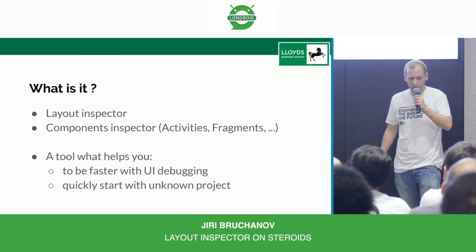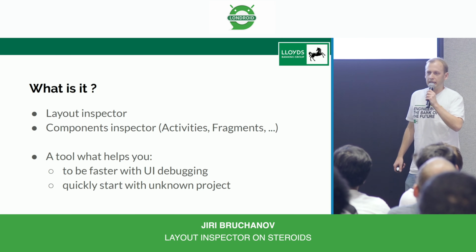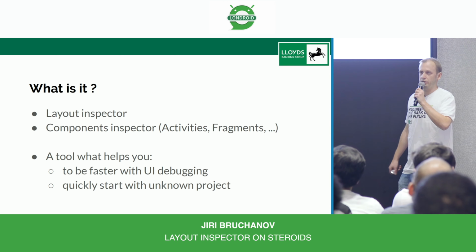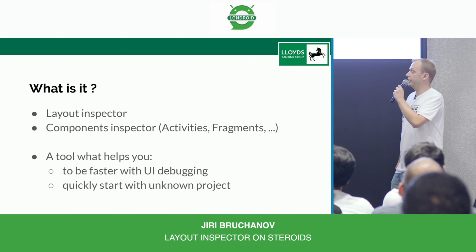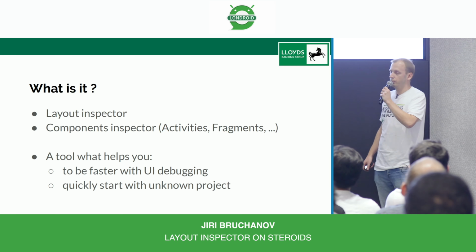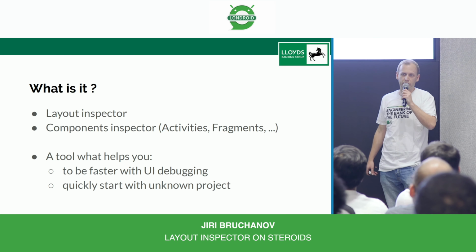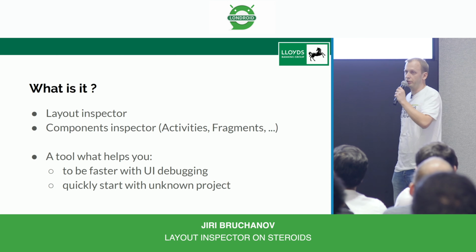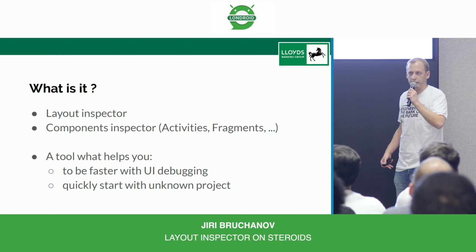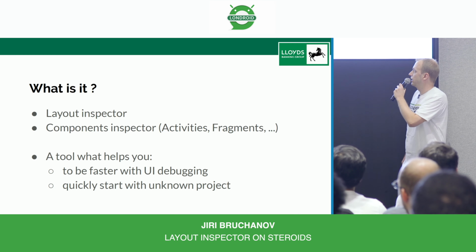So what is the UI Tour? It's basically a layout inspector. You can get all the details about your view hierarchy, about the views you have on a screen, and it's something also that I call a components inspector. So you can get more details about the actual running activity and anything that lives in the activity itself. So for example, fragment arguments, intent, and anything that is related to those two main components.